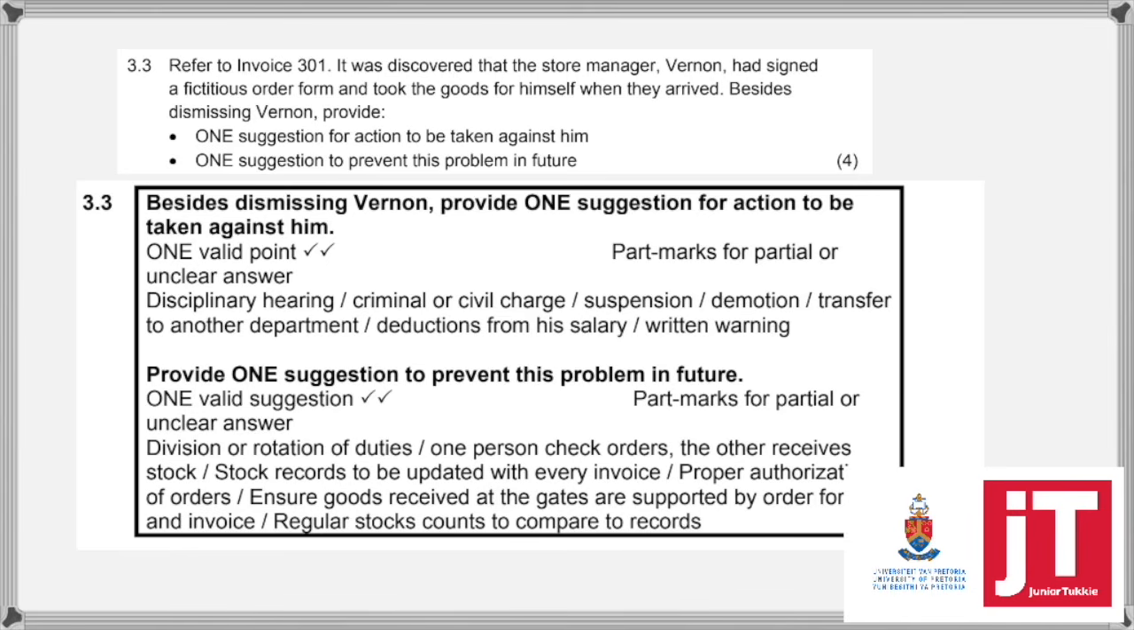We could suspend him, we can demote him, we can even transfer him to another department, and we can also say, listen, you are going to pay back that 25,000 and we are going to deduct it from your monthly salary. And we provide him with a written warning. Please don't just write, fire the person. Give a little bit more detail.